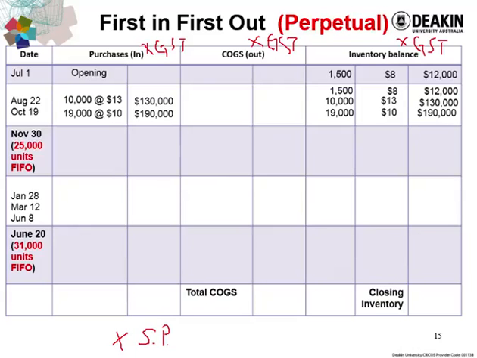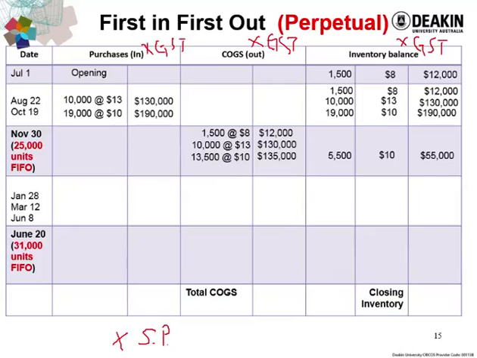Then on 30th November, 25,000 units are sold. Because we are using first in, first out, the earliest inventory must be sold out first. So in the cost of goods sold column, or in the middle column, we will put 1,500 units at $8 each, 10,000 units at $13 each, and the remaining 13,500 units at $10 each. This will leave us 5,500 units at $10 each as closing inventory, or the running balance of inventory.